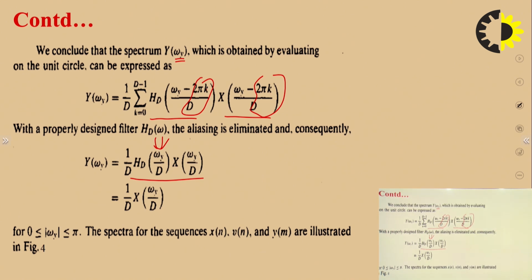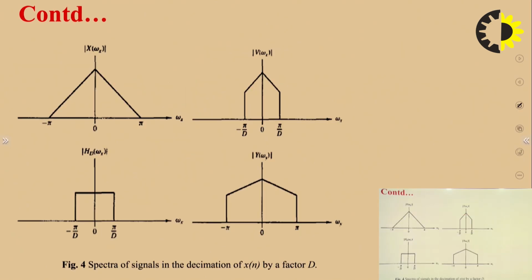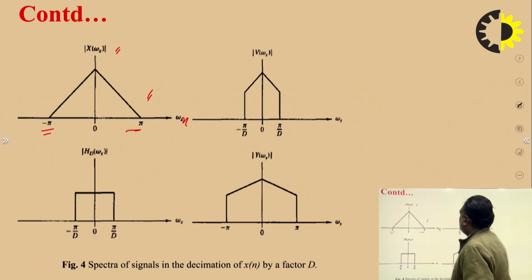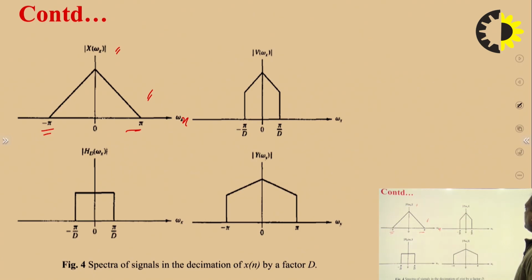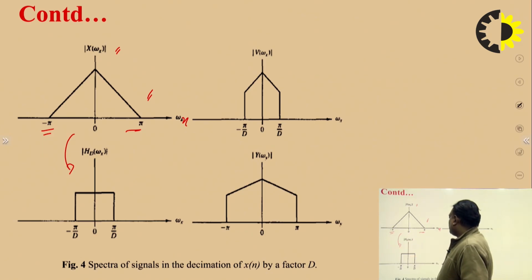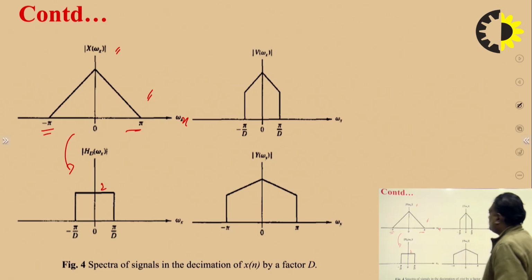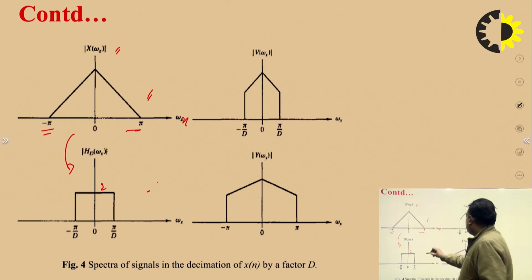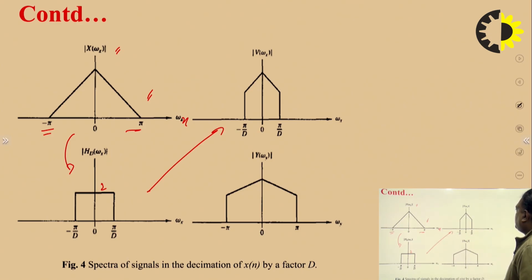Now if you want to see the spectra of the input, output and other signals, we can see here. This is our band limited signal. You can see the value is from minus pi to pi. Frequency is omega x, and we are plotting the magnitude of X of omega x. Then we pass it through a low pass filter. The bandwidth of this low pass filter is minus pi by D to pi by D, that is, the cutoff frequencies are minus pi by D and pi by D. Magnitude is 1 because it is an ideal low pass filter. Then we get the output.